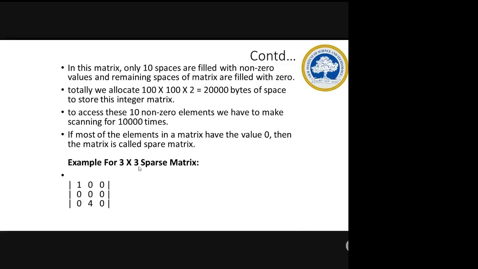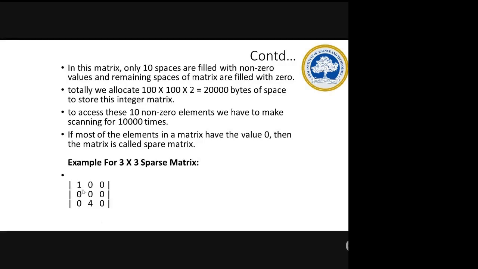An example for a 3 cross 3 matrix: there are 9 elements, but there are only 2 non-zero elements, 1 and 4. Remaining all are 0, which is not at all needed by us, and that would need to be done for 100 cross 100 times. This is what is called a sparse matrix. Here you can see 3 cross 3. How many zeros are there? 1, 2, 3, 4, 5, 6, 7 zeros, but only 2 non-zero elements.